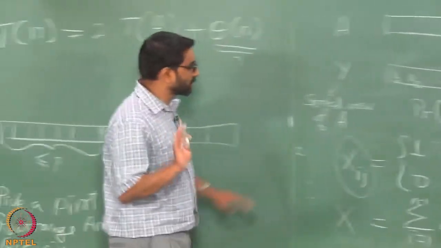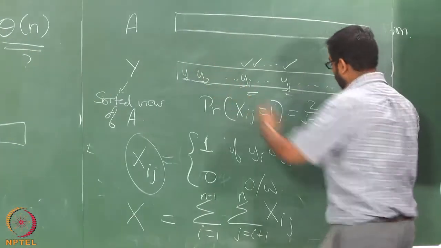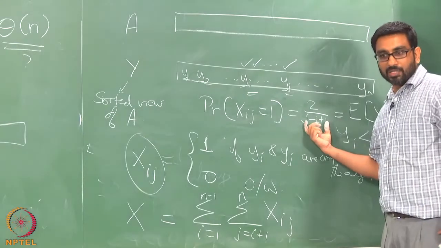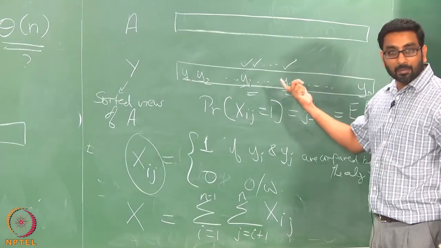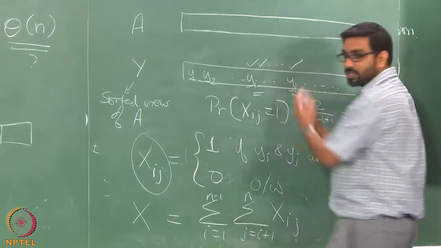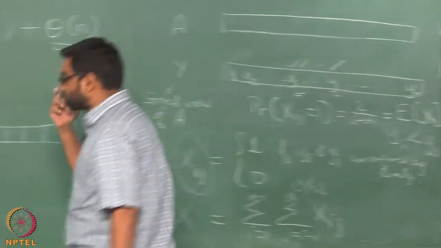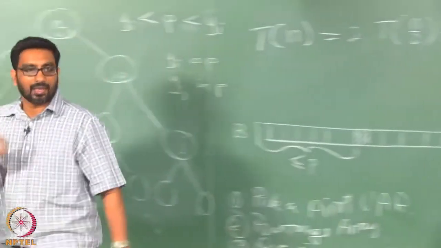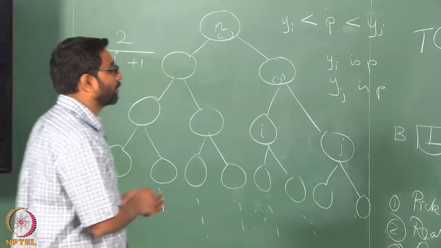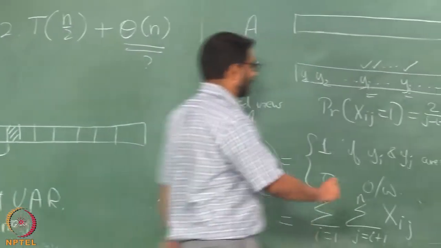And just a little intuition: if the two elements yi and yj are far apart, the denominator is going to be large, in which case the probability that they will be compared is small. If they are close to each other, then that probability increases. You should think about why that's the case, and how that has a bearing on the rest of the argument.